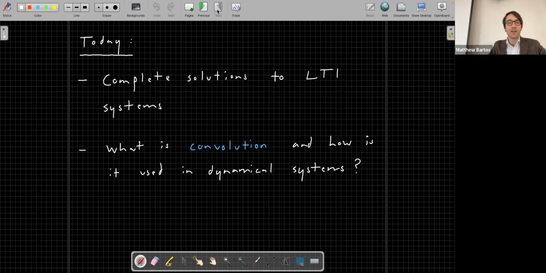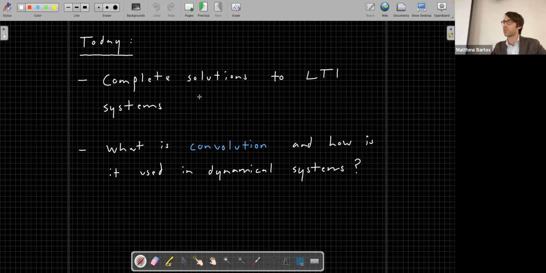today. Today, we are going to be looking at the complete solutions to LTI systems. So again, this is the solution that incorporates not only the initial conditions of the system, but also our input u(t), which we've been alluding to, but we haven't solved the system with an input thus far. We will be doing that today. So we're going to be looking at complete solutions to LTI systems, and we're also going to be looking at convolution and how it relates to complete solutions to LTI dynamical systems.